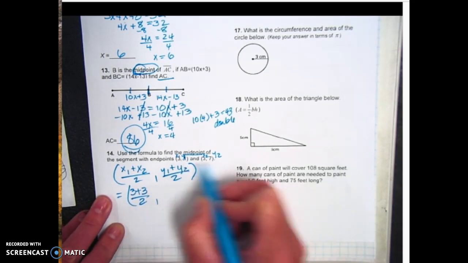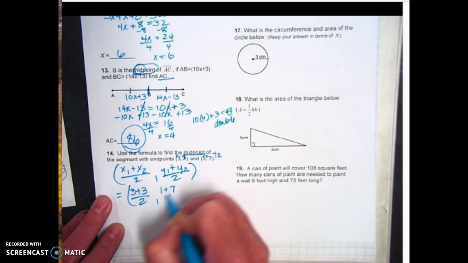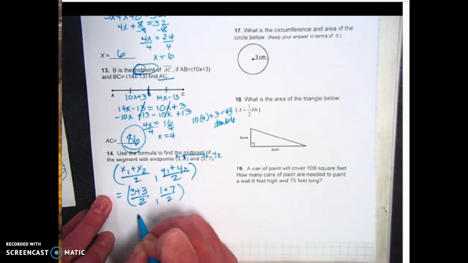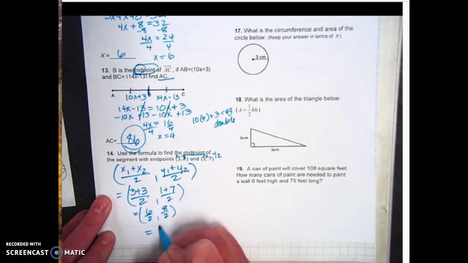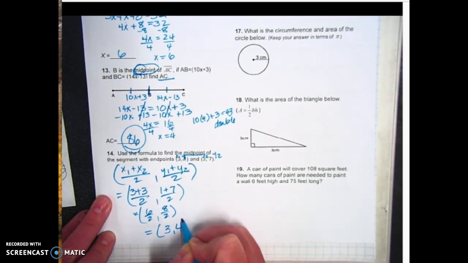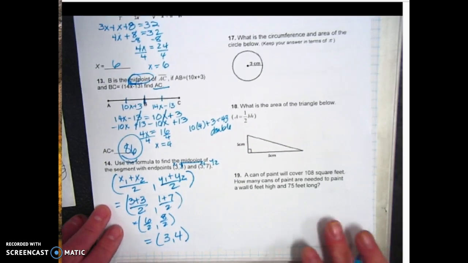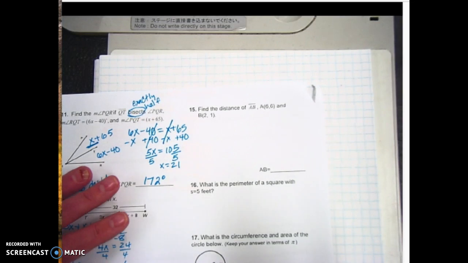and then for the y's, I'm going to have my 1 and my 7, and divide by 2. So 3 plus 3 is 6, 1 plus 7 is 8, divide them each by 2, I've got 3, 4 is the point that's exactly in the middle. All right, jumping up to number 15.